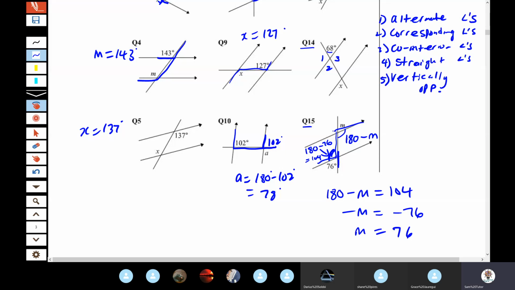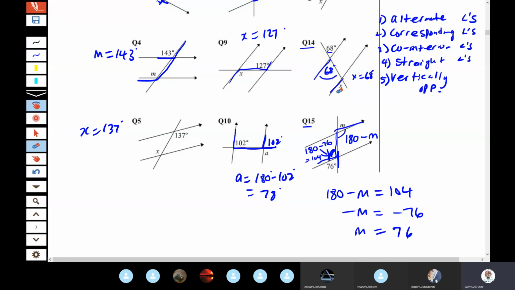So let's try that one since no one's looking like they're picking vertically opposite. If that was 68, then that's 68. Agree? Yeah. And then what do you see? Corresponding. Yeah, corresponding. That's an F angle. And therefore x equals 68. See? It worked. I don't know what else to tell you guys.